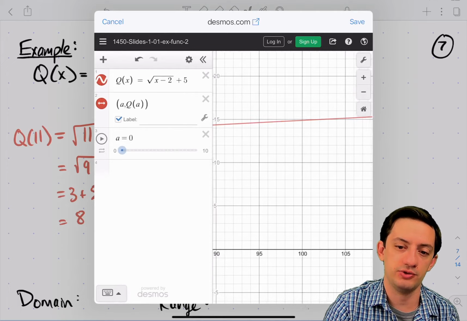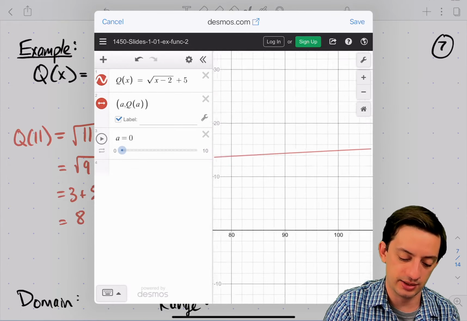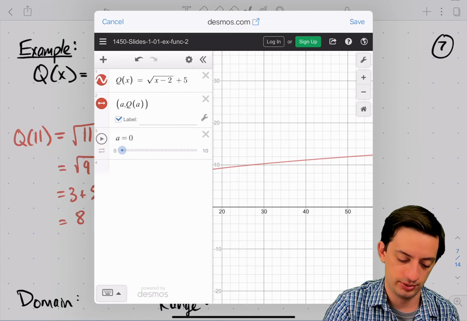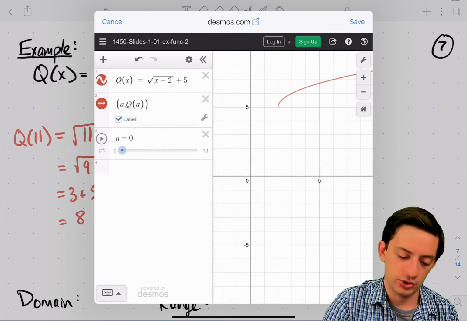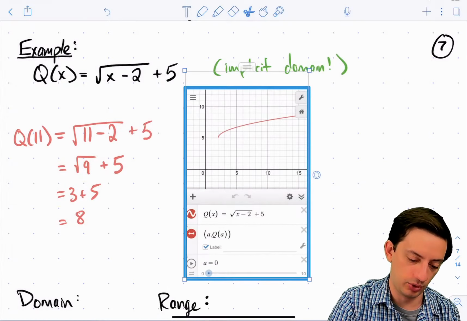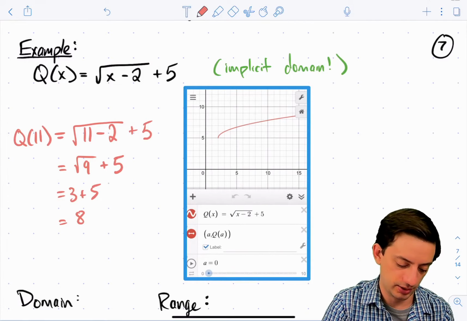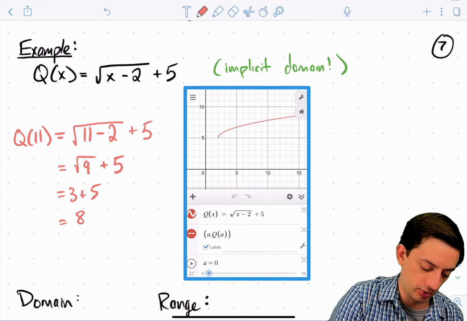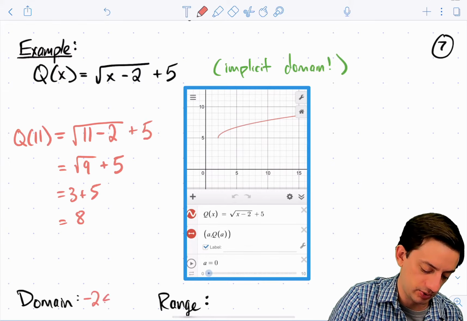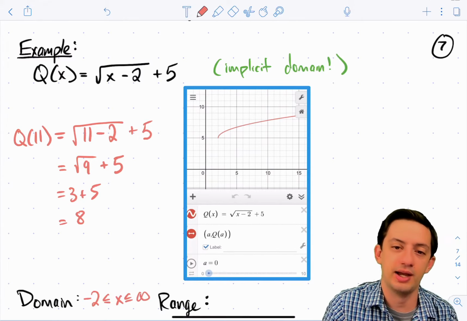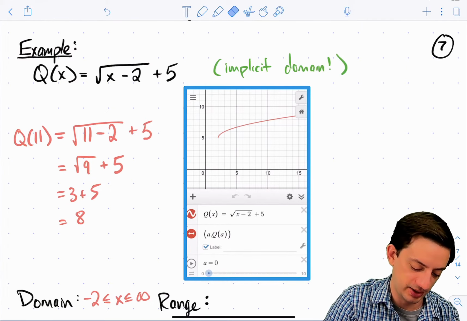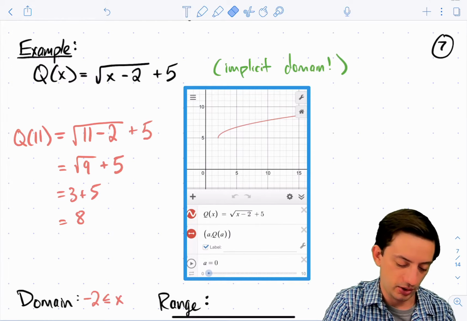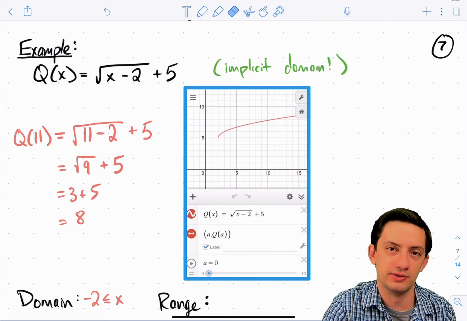This is going to increase forever and ever, and it does get less and less steep, but it will keep increasing. Okay, so that is our domain. We'll come back to that for the range in a second. So we just discovered the domain is all x values between -2 and infinity. Now you don't really write the infinity here. That part's not necessary. You can just say all x such that -2 is less than or equal to x.